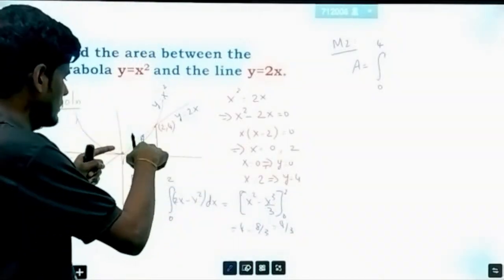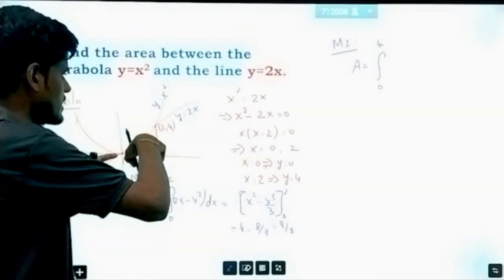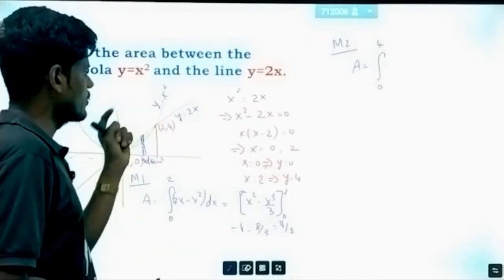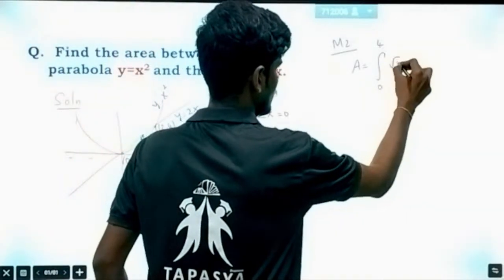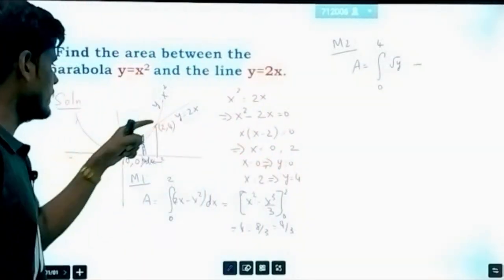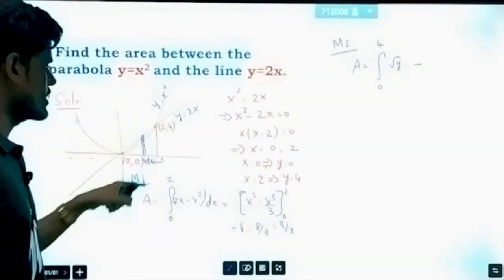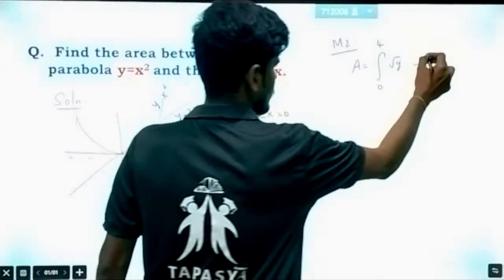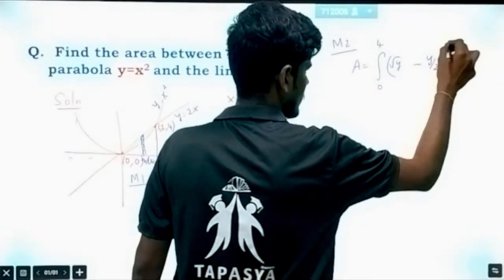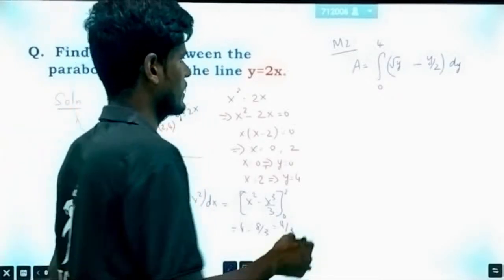What is the value of x? This x is higher, so this curve corresponds to x square, which means x will be root y, minus the second curve, which is 2x, so x is equal to y by 2, minus y by 2 dy. Now we have to find the integral.